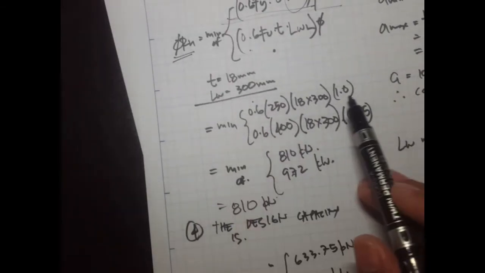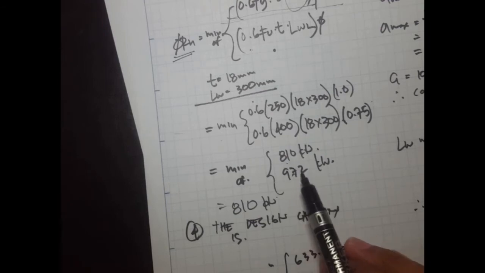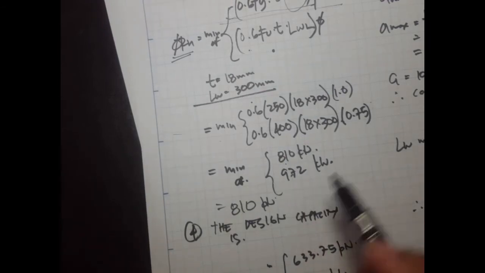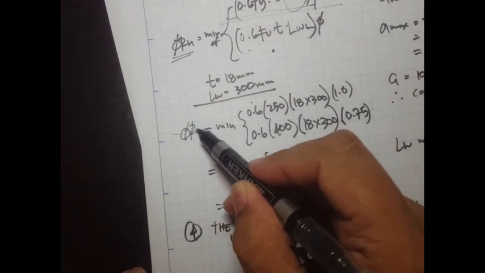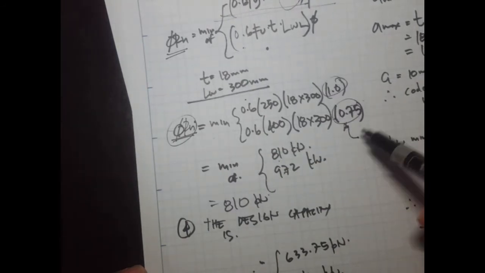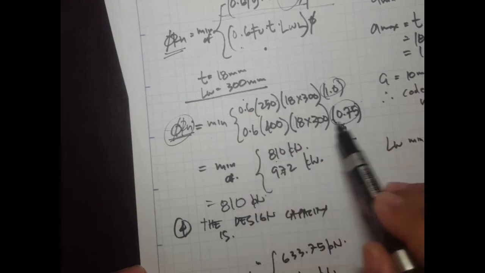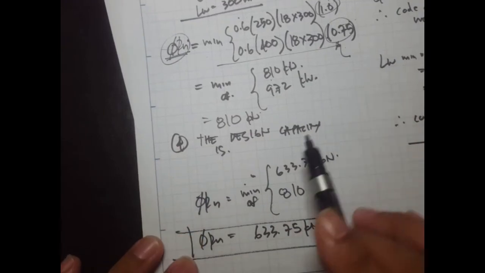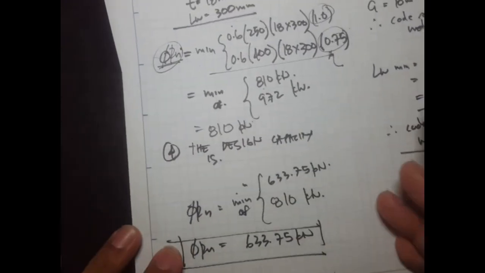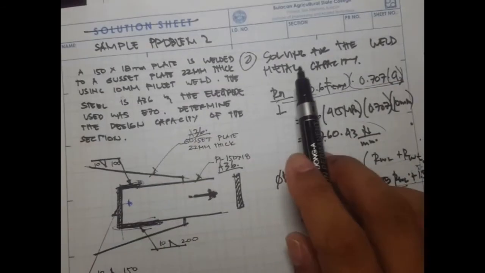Okay, so we substituted the values, and what we get is 810 and 972. Just take note that once we're solving for the factored capacity, you should not forget the reduction factor and its value. This is 1.0, this is 0.75. And the design capacity is actually the minimum of the limit states, which is 633.75, meaning the failure of the weld metal governs the loading capacity.